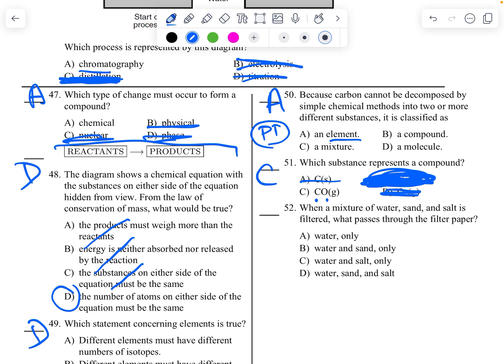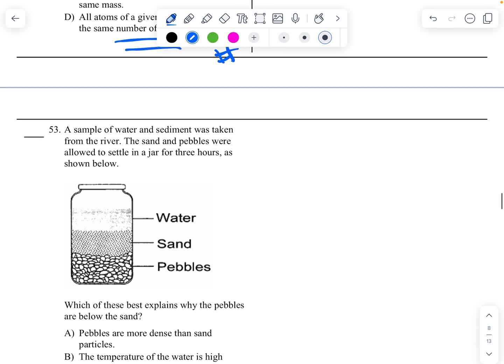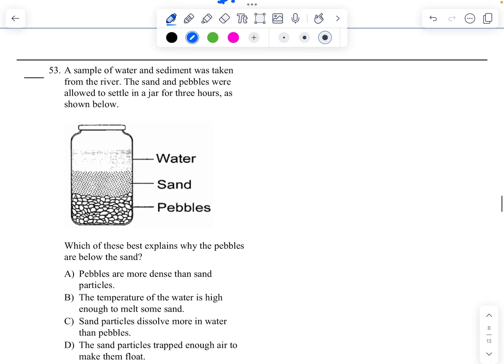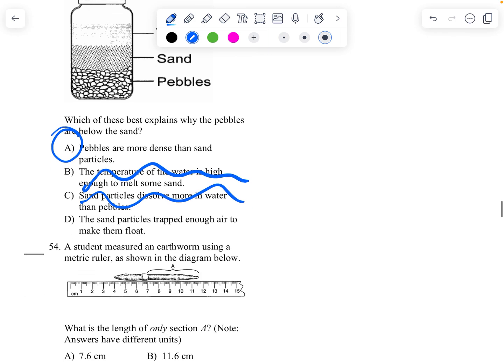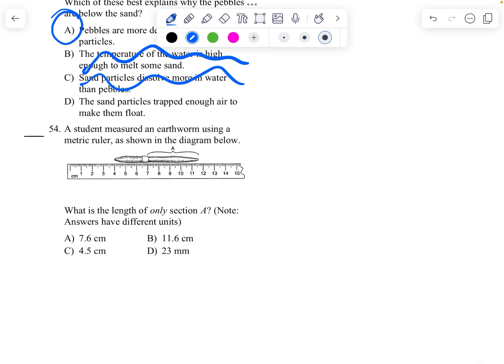So what's going to go through the filter paper would be water and the salt, because the sand stays in the filter paper. Which of these explains why the pebbles are below the sand? So pebbles are more dense than sand. Temperature of the water is high enough to melt. No way. Sand particles dissolve more in water than pebble. No, you'd have no beach. Sand particles trapped enough air to make them float. No. Density. That's what happens. Settles it out.